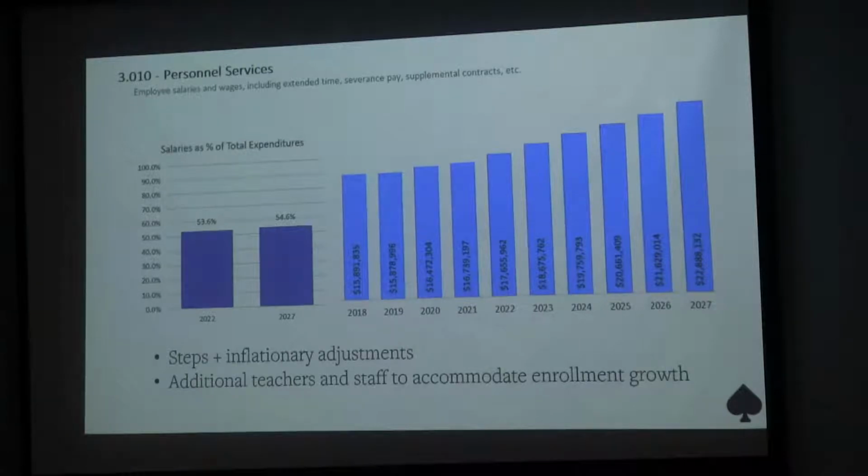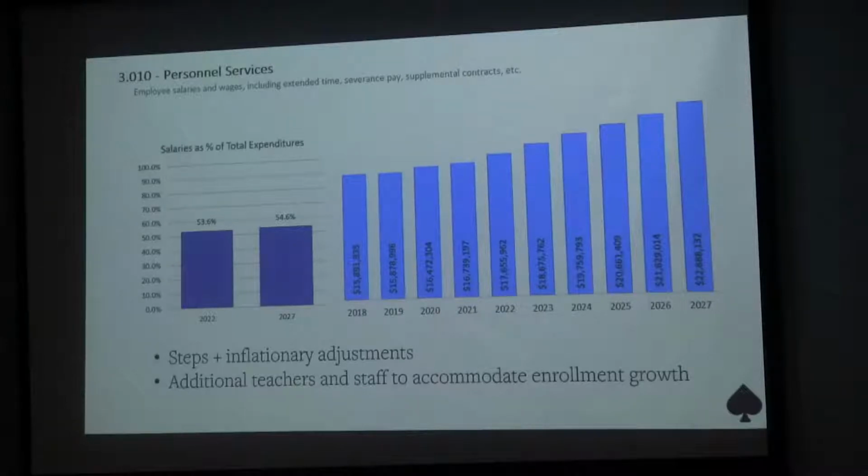So first, salaries. We have included in each year steps and inflationary adjustments. So we have a 3-year collective bargaining agreement in place. So that will carry us through fiscal year 2025. Then in 26 and 27, we have an inflationary adjustment that would be subject to the negotiation process.